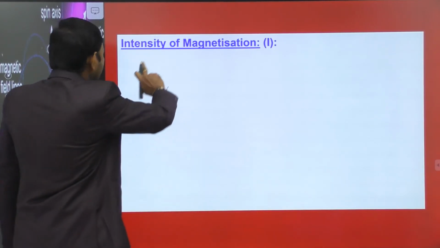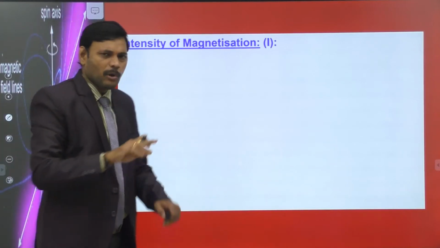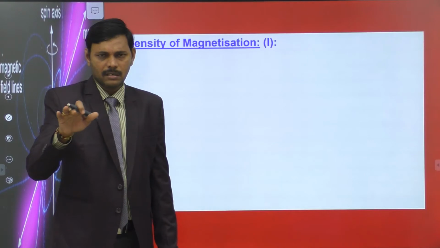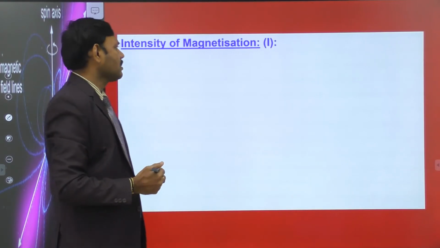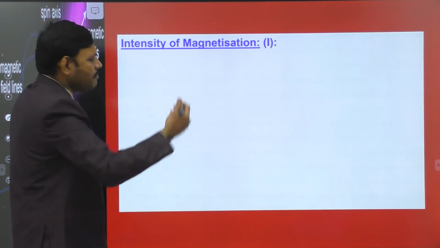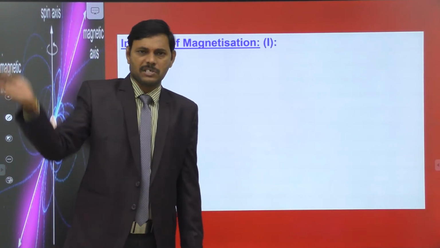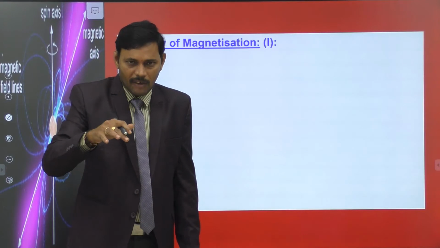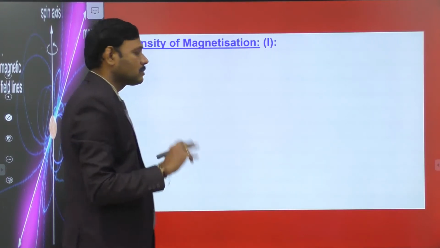Now we come to intensity of magnetization. Both are not identical. Magnetic intensity is different from intensity of magnetization. Especially, magnetic intensity depends upon the externally applied value. Intensity of magnetization is the internally induced value in the magnetic material. So that is the difference.